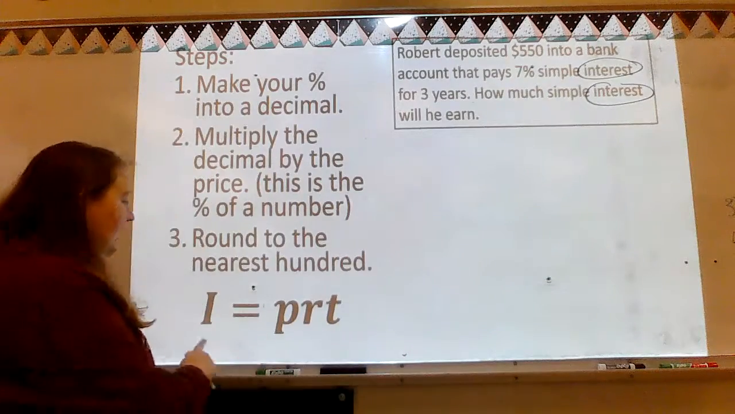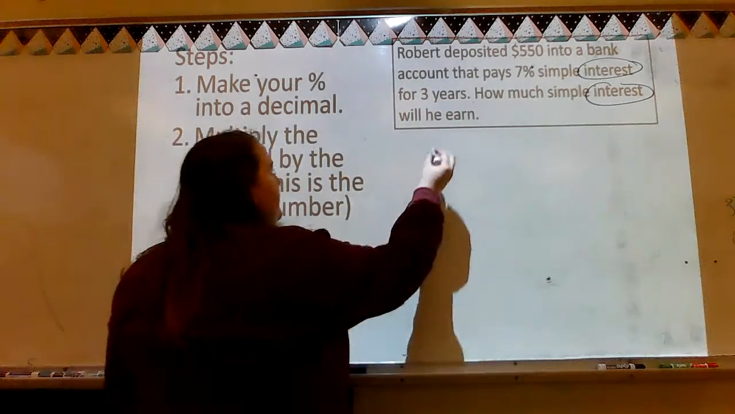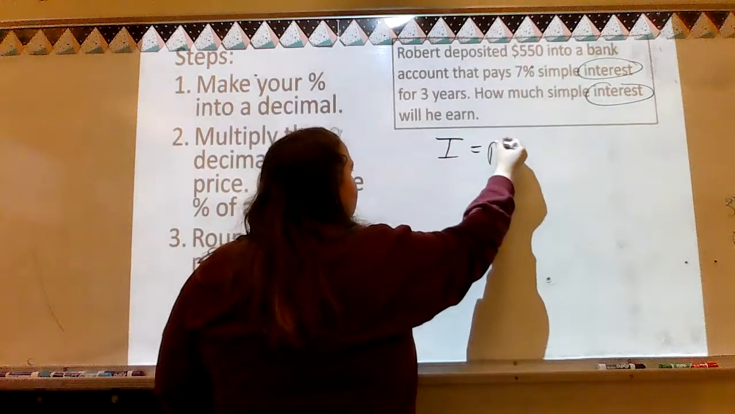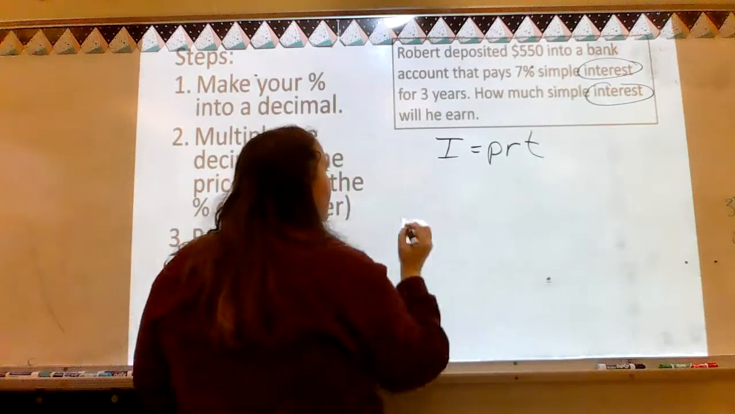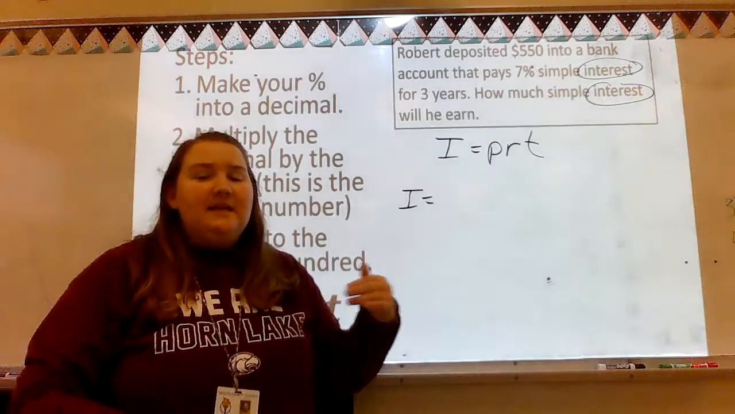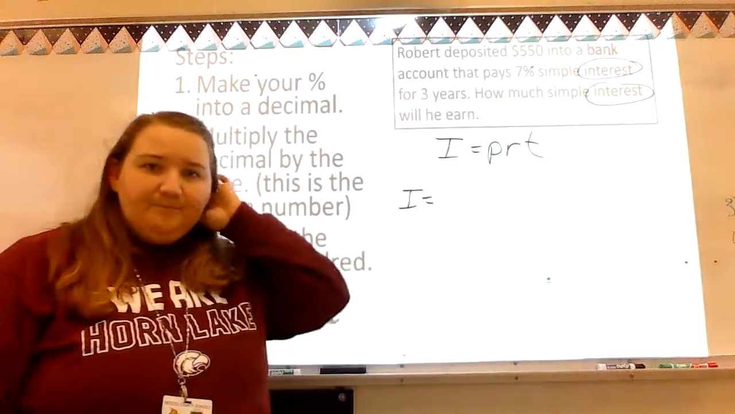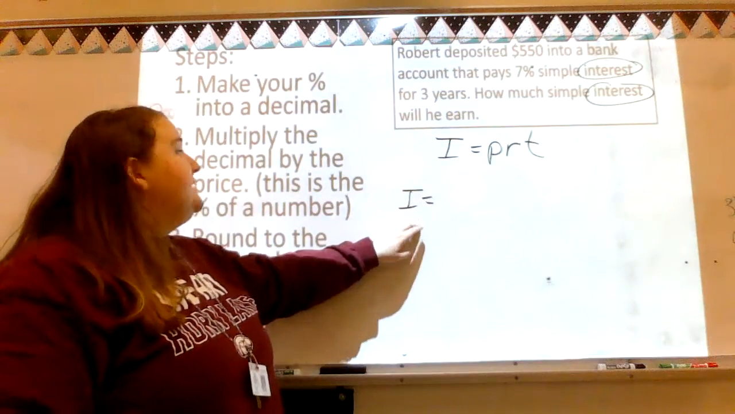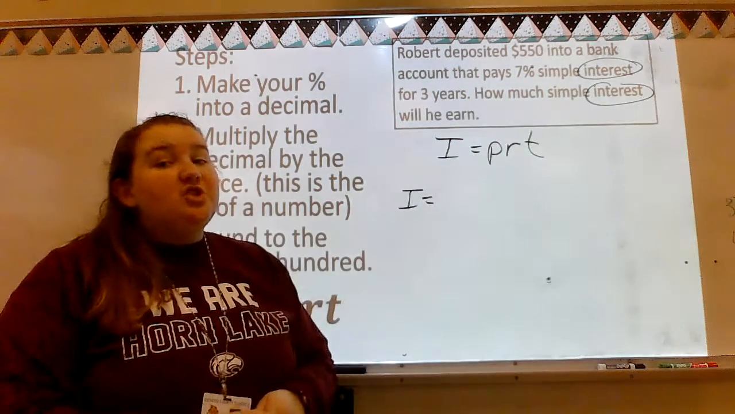my formula. I equals PRT. I is what I'm looking for. I represents the interest. That's what I'm trying to find, okay? P is your principal, okay? That is your starting price.